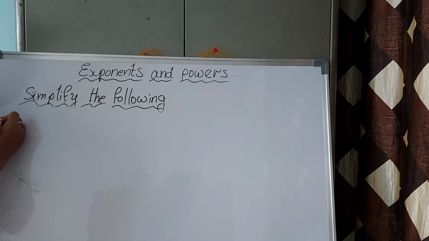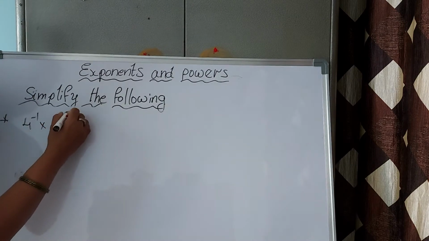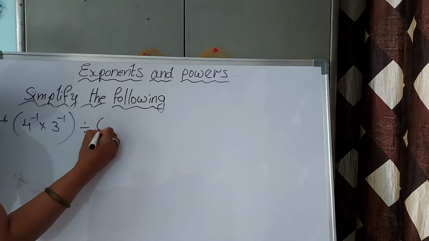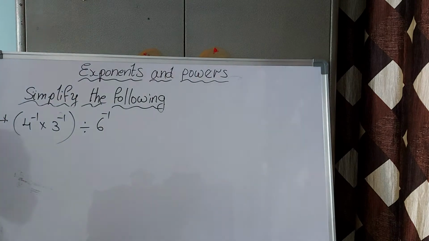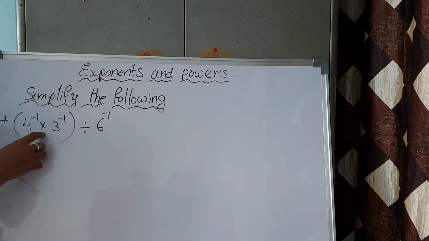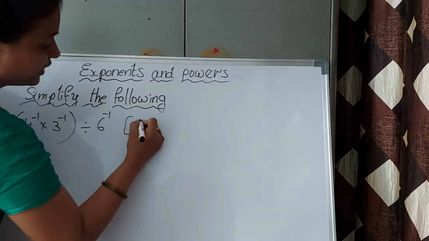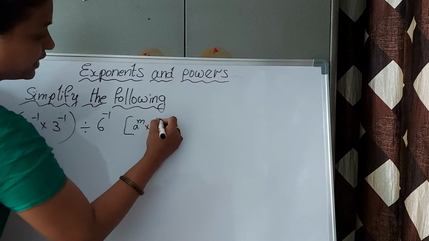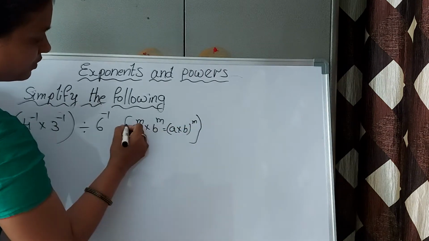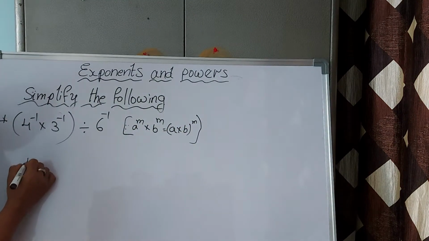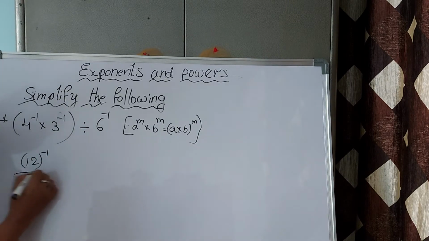Next one. 4 power minus 1, 3 power minus 1 divided by 6 power minus 1. See, this one, a power m into b power m, is in which formula? It is a power m into b power m is equal to a into b whole power m. So, 4 threes are 12, 12 power minus 1, divided by 6 power minus 1.